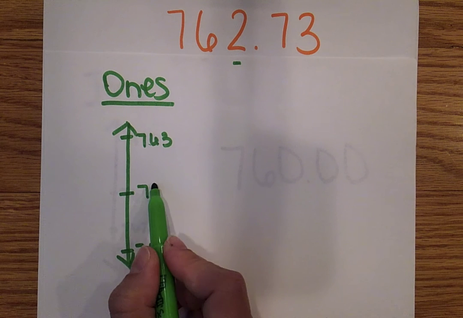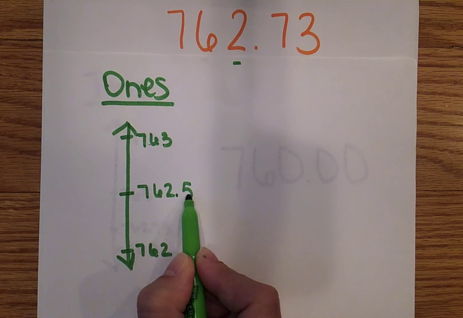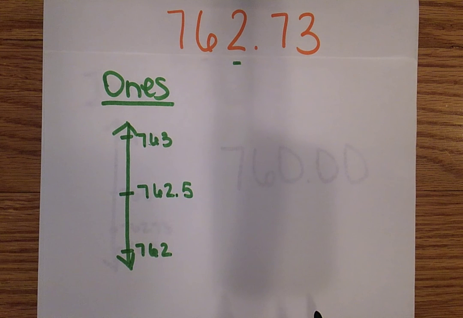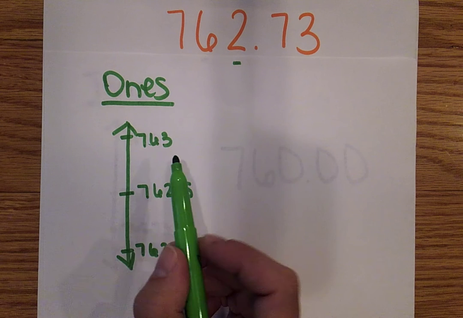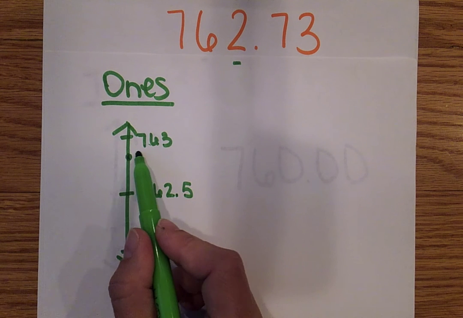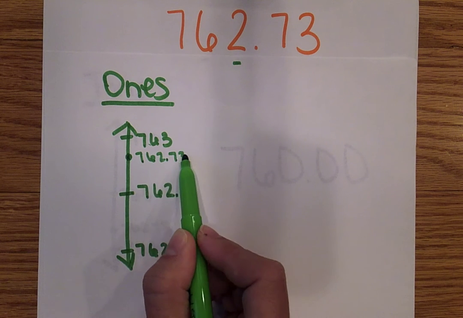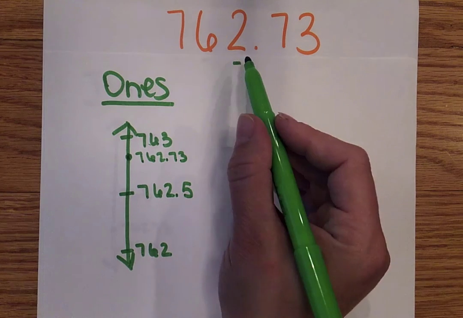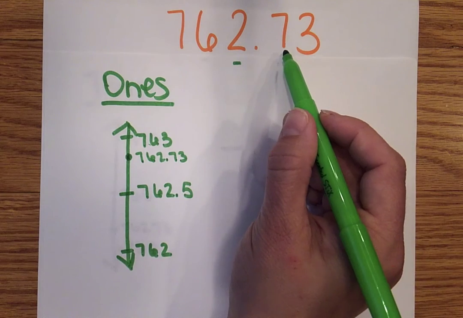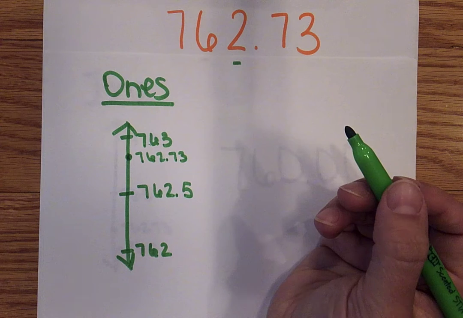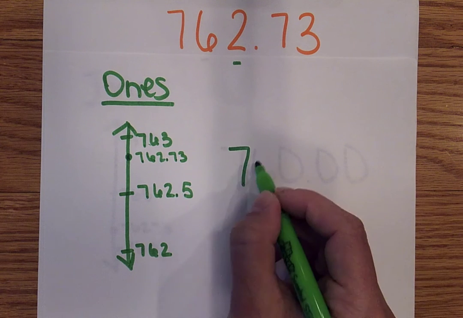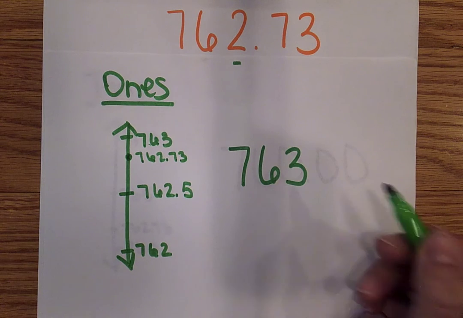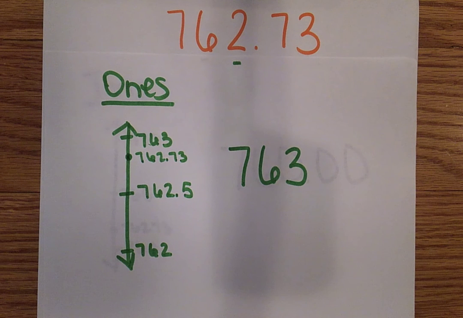Halfway mark is 762 and 5/10. So 762 and 73 hundredths is up here. So I'm going to round up. This 2 is going to become a 3 because this 7 is above the halfway mark of 5. So when I round it, I'm going to get 763.